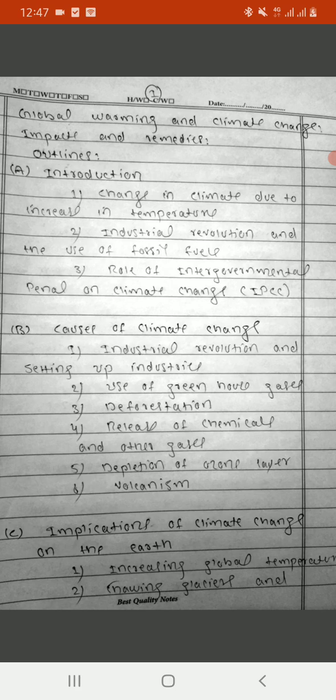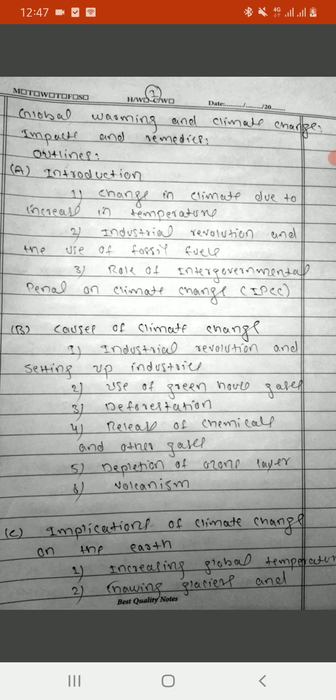So first of all, in the outlines, you are writing the introduction, and in the introduction, you will be giving the idea of change in climate due to increase in temperature, that after the industrial revolution in the mid 18th century, the temperature of the earth is increasing gradually. Industrial revolution, the use of fossil fuel, and then the role of the Intergovernmental Panel on Climate Change. That is the first body that was built on climate change.